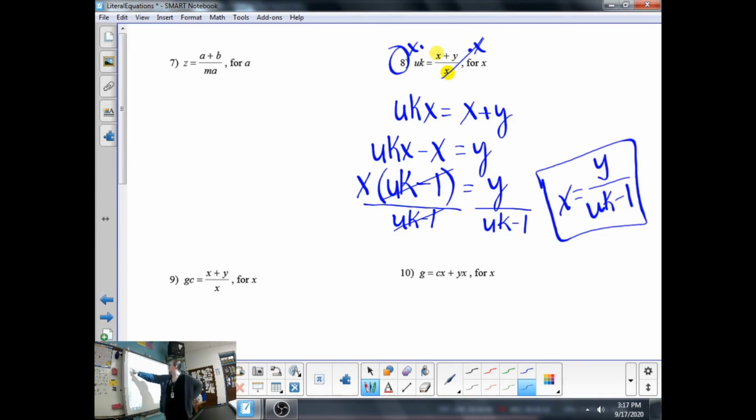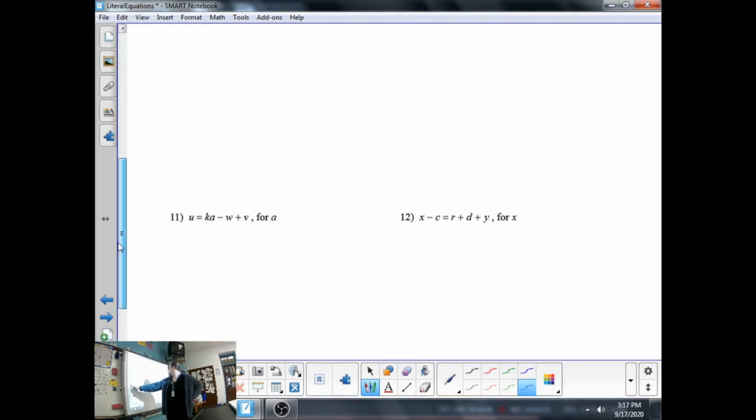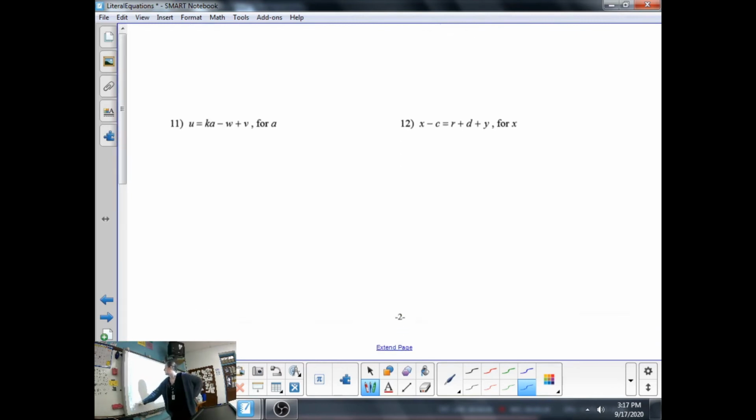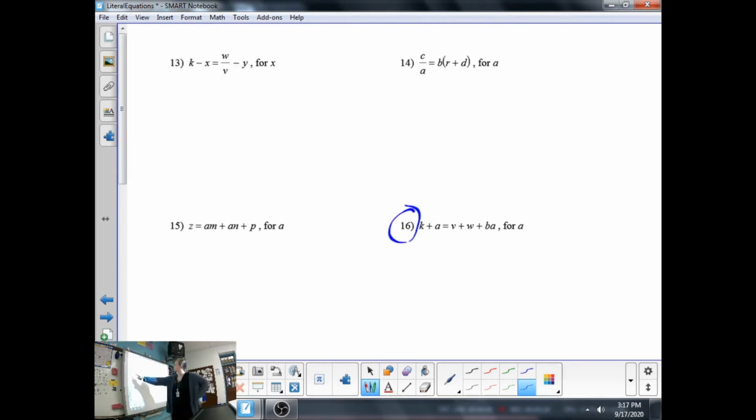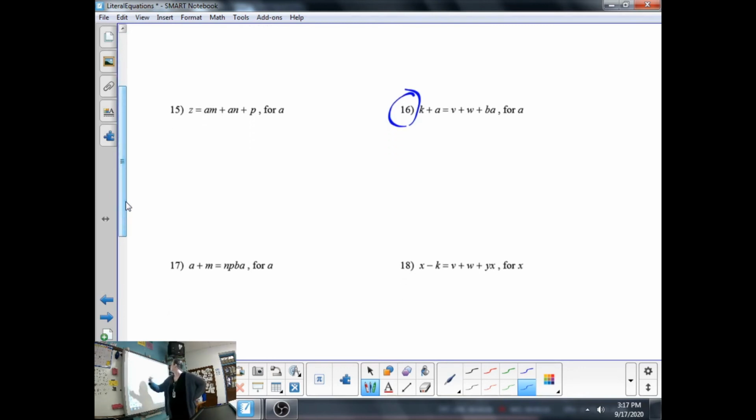Our next question, and again, I think this is on my next slide here, and the last question that we're going to go over is question number 16, and this does have a lot of letters in it, and it is somewhat similar to the last question. I'm solving for A. I have an A on the left and an A on the right, except there are a few more letters involved, but the process is still very similar.